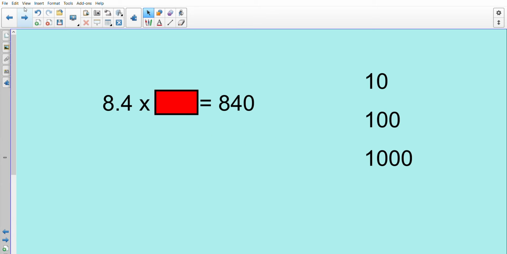Okay, let's move on. This one is a bit different. It's 8.4 times something equals 840. Well, for the learning objective, we're multiplying by 10, 100, or 1,000. So the answer is going to be one of those 3 numbers. I'll give you that much of a clue. So it's going to be 8.4 times 10, or 8.4 times 100, or times 1,000. Well, let's estimate. 8 times something equals 800. What do we think? Have a think about that. It's going to be 100, isn't it? Because 8 times 100 is 800. So there we go.